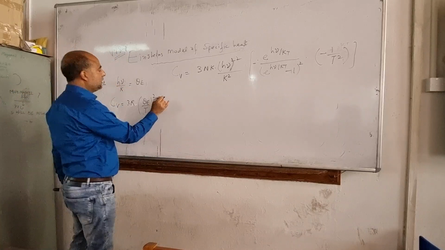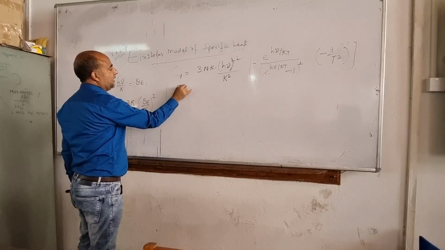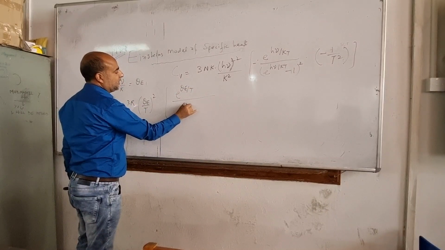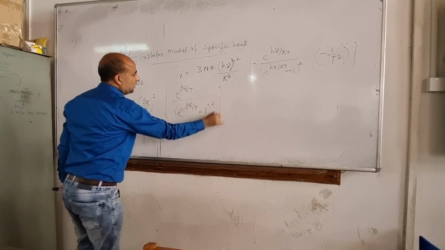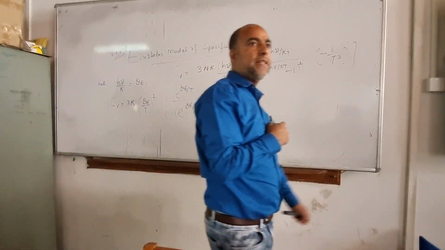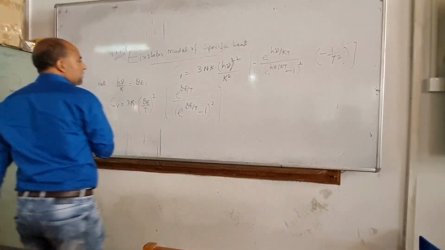What will be the second term? It will be e raised to the power theta_E by T divided by (e raised to the power theta_E by T minus 1) whole square, where theta_E is Einstein's temperature.